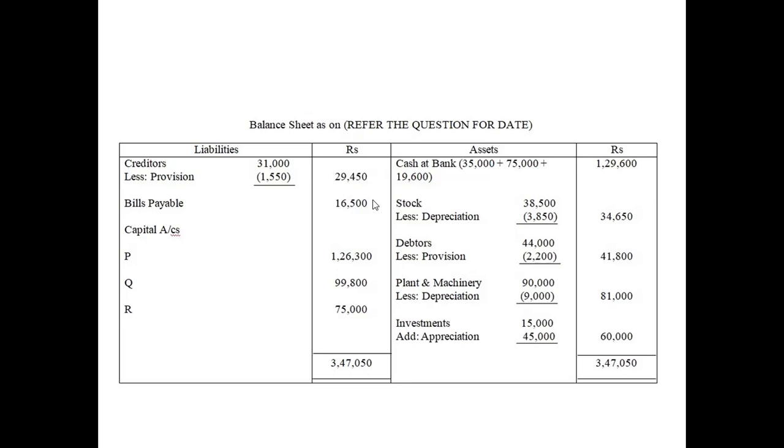3,850 rupees. Okay, and you get the amount of 34,650. Okay, debtors will also be less because of the provision. Okay, and you get the amount of 41,800. Plant and machinery will be depreciated by 9,000, and the amount will be 81,000. And investments, it was appreciating, isn't it? In the question you can see the new value is 60,000, so there is an appreciation of 45,000.